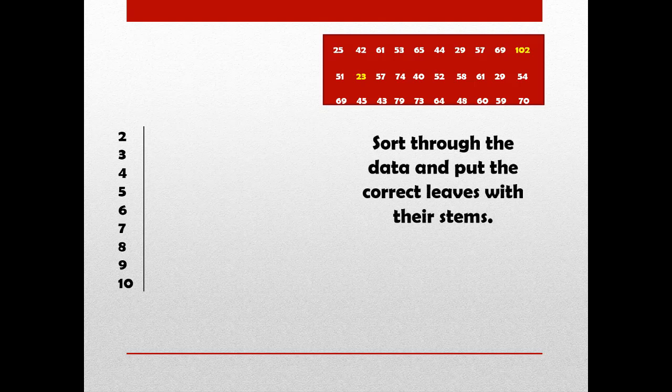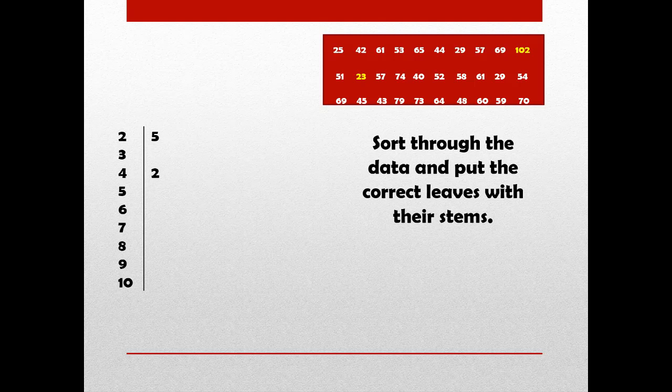So then we sort through this data and put the correct leaves with the correct stems. So we'll start with 25. 25 would have a stem of 2 and a leaf of 5. So across from the 2 on the other side of the line, we put a 5. 42 has a stem of 4 and a leaf of 2. So across from the stem of 4 on the other side of the line, we put 2.